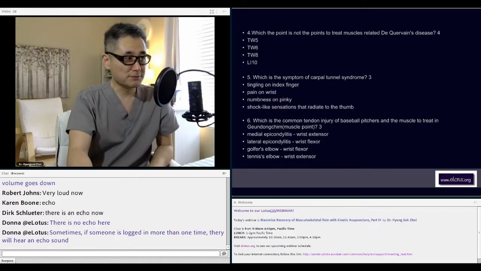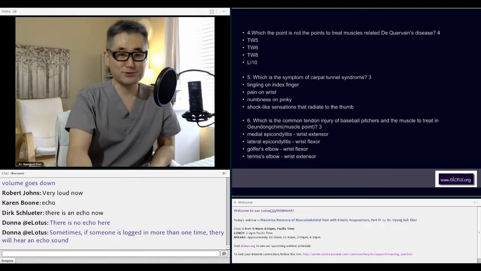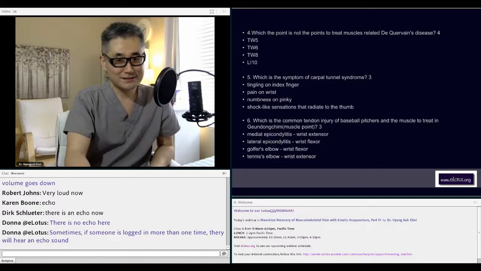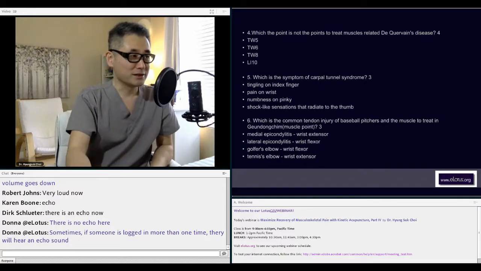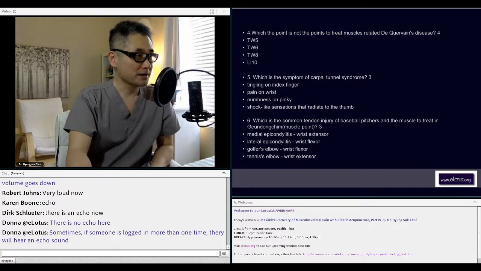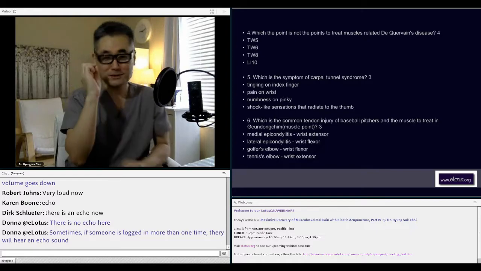So which is the symptom of carpal tunnel syndrome? This question is wrong. There should be a "not." I'm sorry to confuse you. Which is not a symptom of carpal tunnel syndrome? Tingling in the index finger, that is the right symptom. And pain on the wrist can be a right symptom.